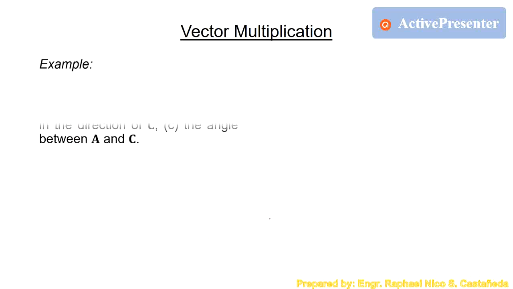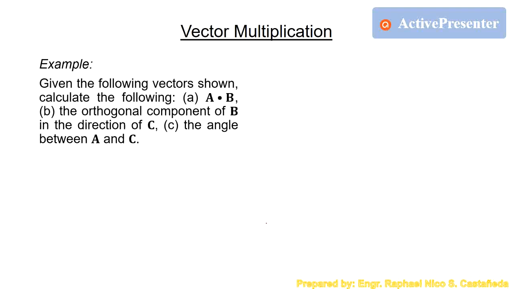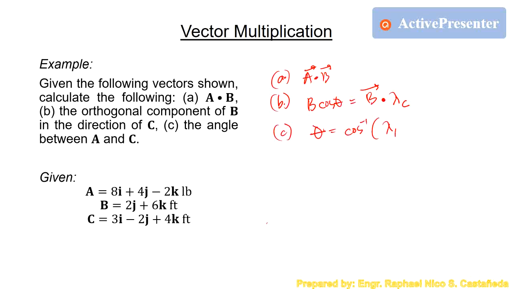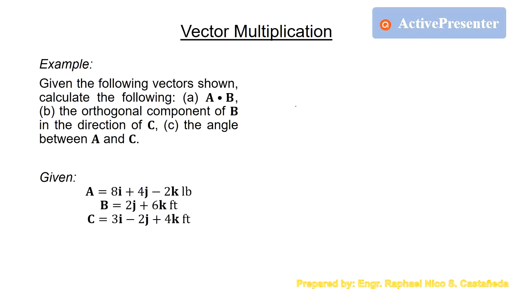So let's have some examples. Given the following vectors, calculate the dot product of A and B, the orthogonal component of B in the direction of C. So for problem A, we have A dot B. For problem B, orthogonal component of B in the direction of C, so that will be vector B dot lambda C. Then we have the angle between A and C, so that is the arc cos of lambda A dot lambda C.